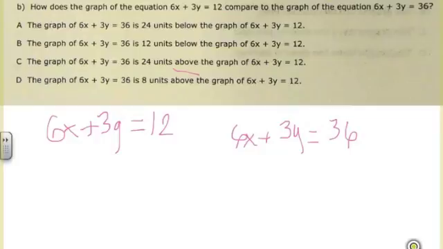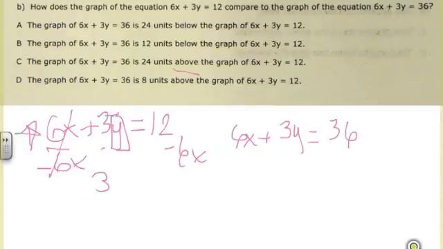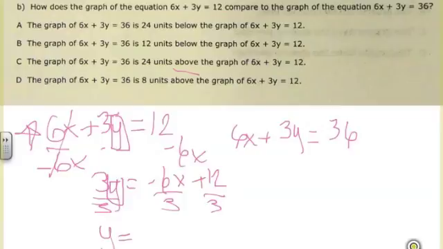Okay, so tell me please how to solve this first equation for y, Corey. You subtract 6x from both sides. So that cancels. That leaves me with 3y equals negative 6x plus 12. What's the next step, Corey? You know this, right? Okay, so then y equals negative 6 divided by 3 is negative 2x, and then plus 4.